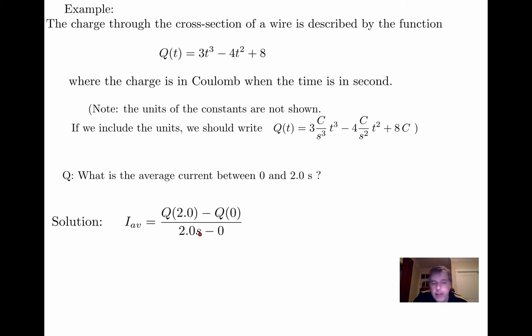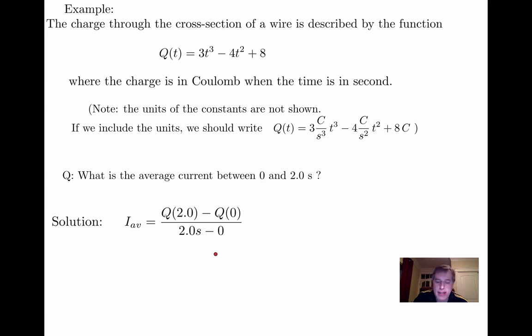Here I wrote the second, but usually in the steps we don't bother writing all the units. So I have to calculate Q at 2 seconds. I go back to the equation and plug t equal 2 seconds. So I get 3 times 2 cubed minus 4 times 2 squared plus 8. That's Q at 2 seconds. Minus Q at 0. Plug t equals 0, you get 0 plus 0 plus 8.